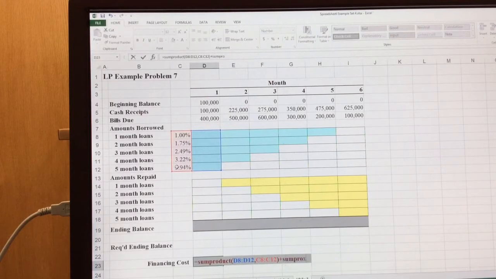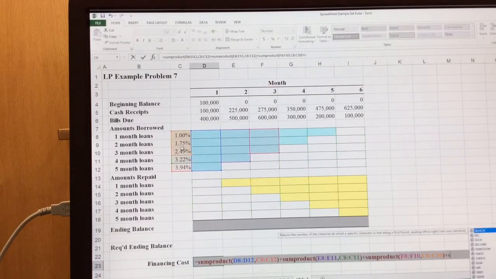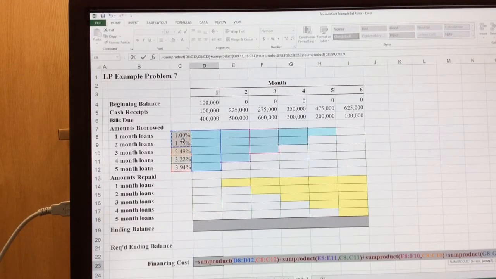Plus, now we need another sum product of, in the second month we can take out up to a 4-month loan, and we want to couple that with the interest rates that correspond. Plus another sum product of what happens at the 3-month loan, with their interest rates, plus another sum product of a 4-month loan and what happens with their interest rates.